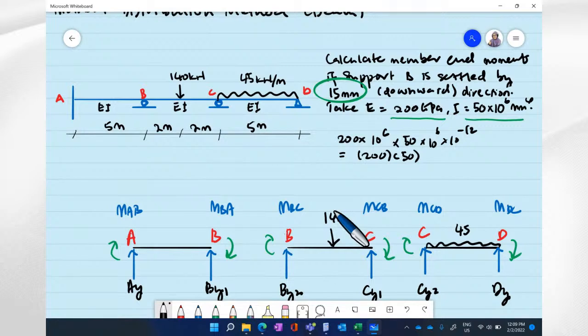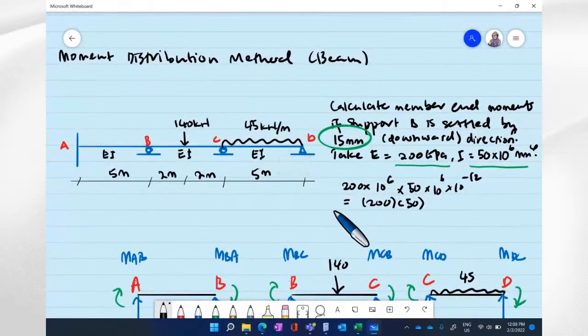Okay, so I would like to continue. I want to discuss actually beam. Beam example, as I promised, this is beam analysis using moment distribution method. And I will discuss how to calculate member end moment considering support settlement at one of the joints.